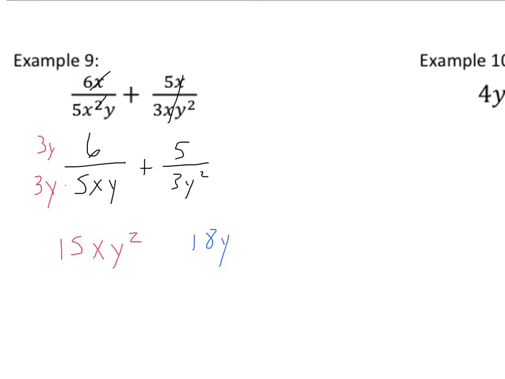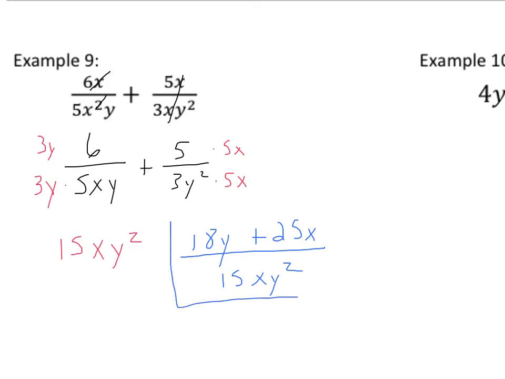In the second one, I have a 3, so I'd multiply that by 5 to make it 15. It doesn't have an x, so I'd have to multiply by x, and it has exactly what it needs for y's, so I would not need to address the y issue. Again, I have to multiply top and bottom by 5x in order for it to be proportional, which gives me a 25x. Now it's all over our common denominator that we created, and this would be considered finished.